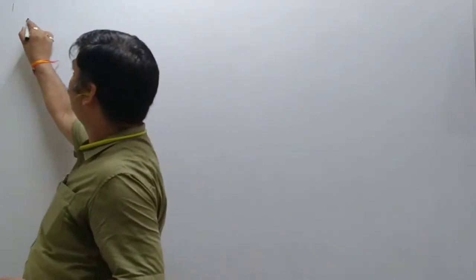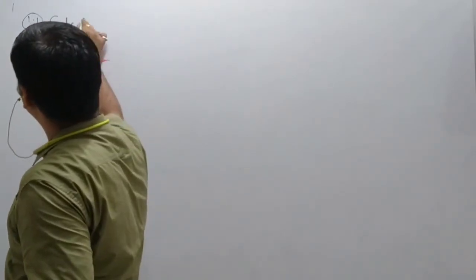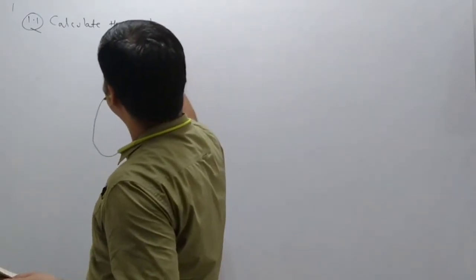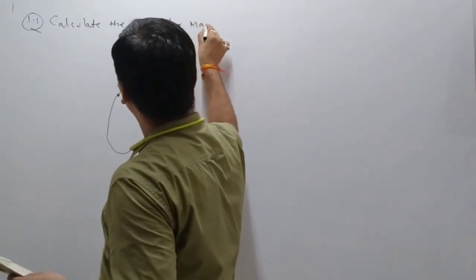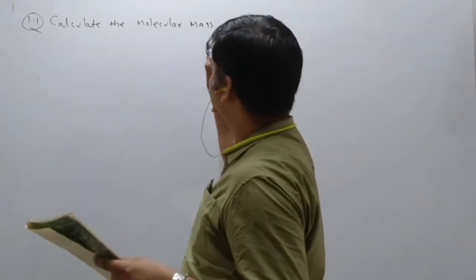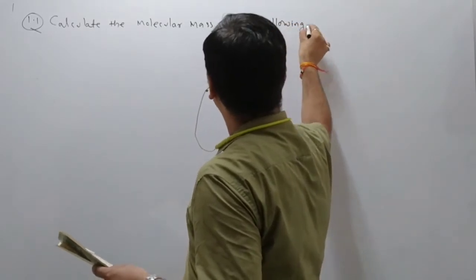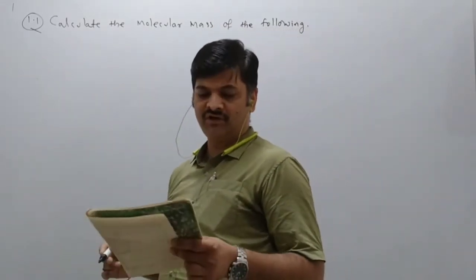Hello friends, in 11th standard, chapter number 1, theoretical portion is completed. Now we will start the numerical problems. In the exercise, question number 1.1: calculate the molecular mass of the following.